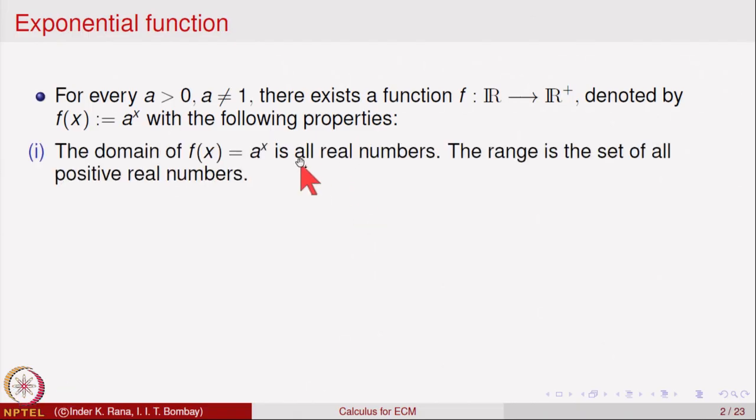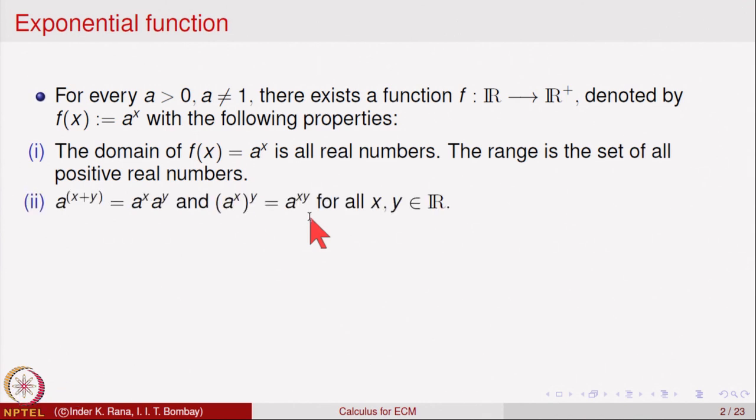1. The domain of this function is all real numbers. So, it is defined for all real numbers. The range is the set of all positive real numbers. So, that means for every positive real number y there exists a real number x such that a raised to power x is equal to y. So, the domain is the set of all real numbers and the range is the set of all positive real numbers.